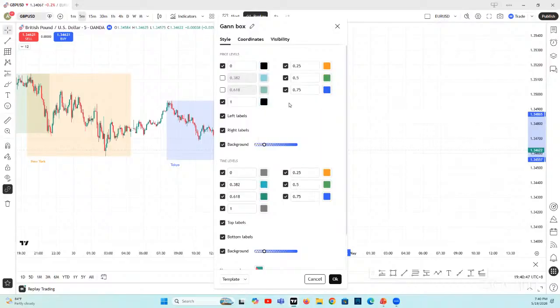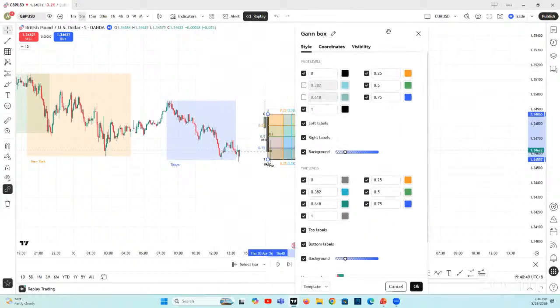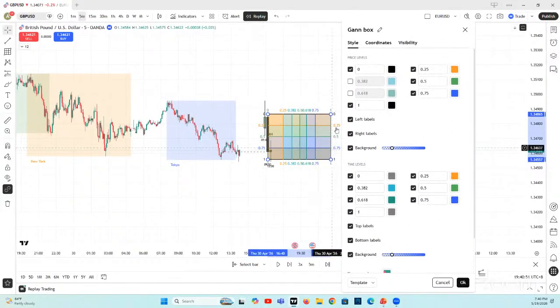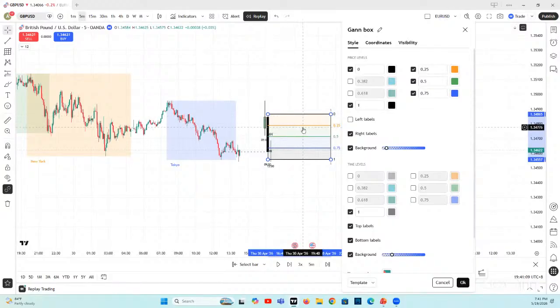This will be black. Left labels: this is the left label, this is the right label. So if you remove the left label, it will disappear. Background: you can see it will go dark, or light. It's all up to you, my friends. And then you should remove this except the one. So remove all that. Now it's like that. And then this background, you can move that.